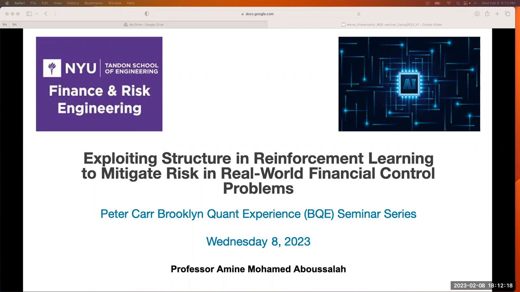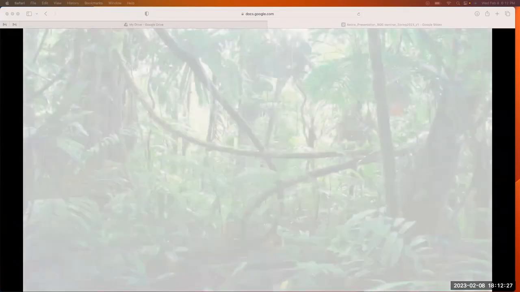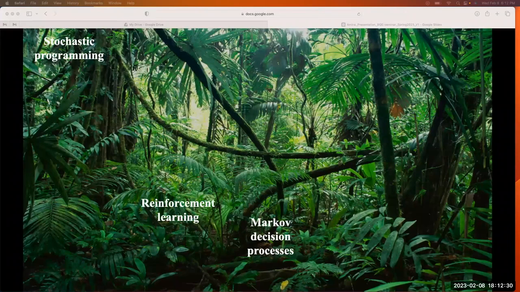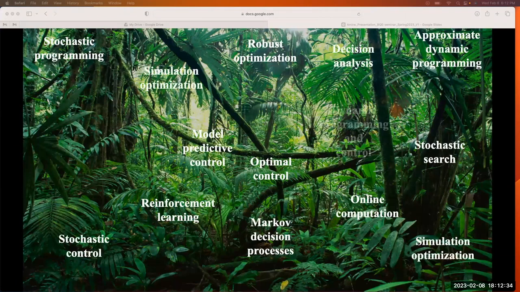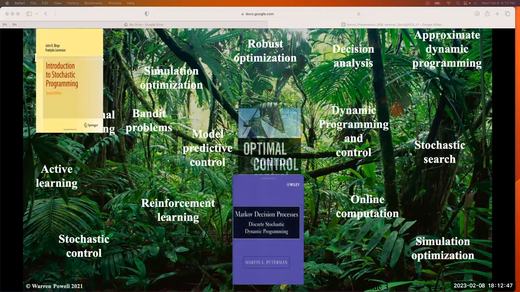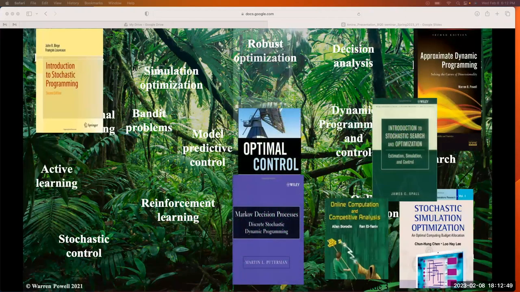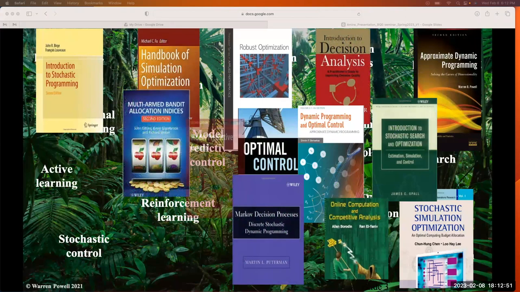Today we're gonna talk about exploiting structure in reinforcement learning to mitigate risk in real-world financial control problems. So real life is dynamic and nothing stays there forever. Things change over time. Sequential decision-making problems are everywhere in real life applications. There are many fields and methods for solving these sequential decision-making problems. So all these topics are well-studied fields for sequential decision-making problems.